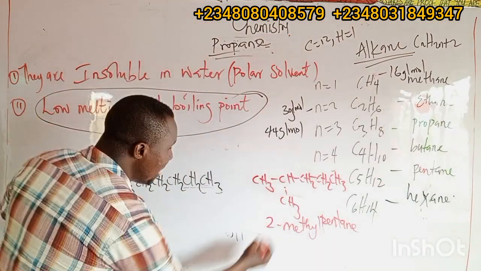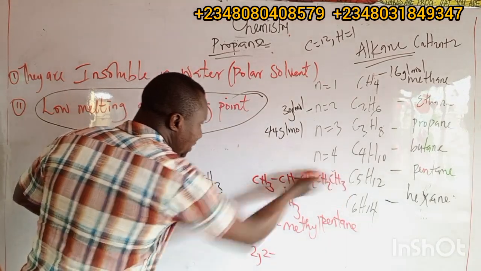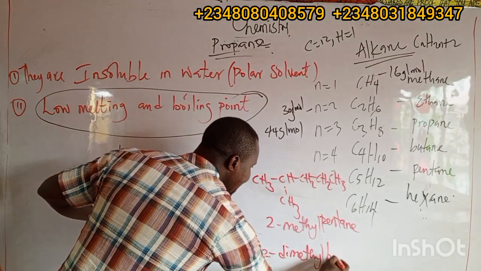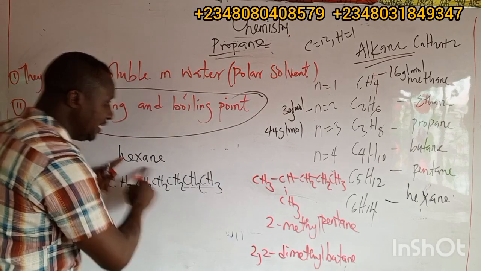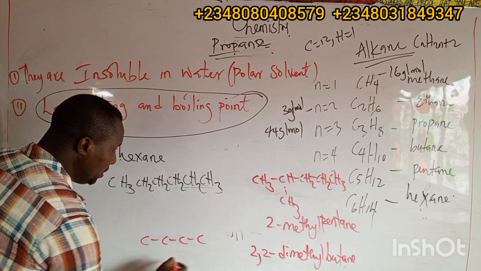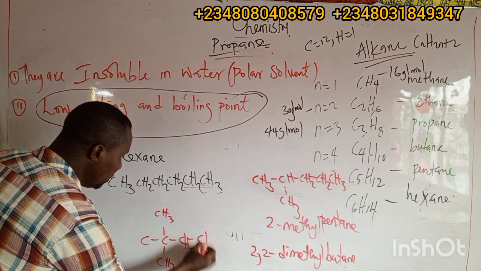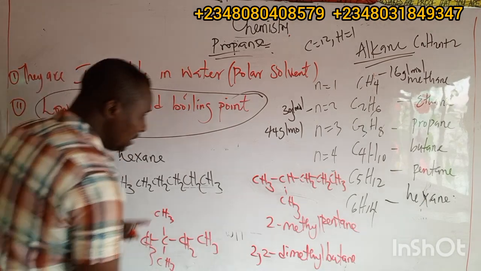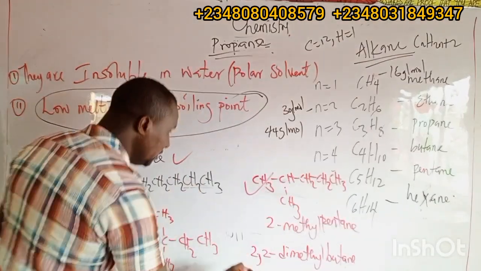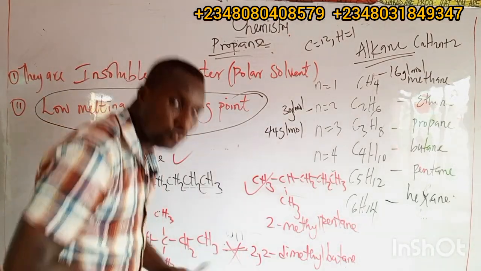Look at this. Maybe you have another branch here, so you have 2,2-dimethylbutane. Now let me assume between this and 2-methylpentane, you have CH3 here, CH3 here, CH2, CH3, CH3. Which one has the highest boiling point? This, followed by this. This one has the lowest boiling point. This one has how many branches? 2. Take note of that.